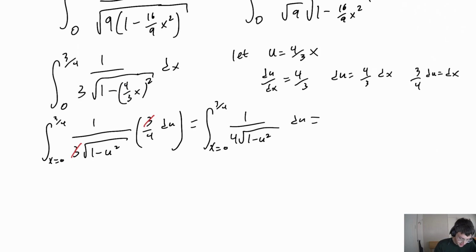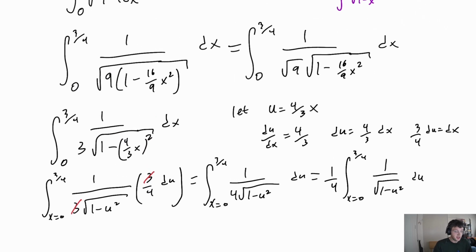And for full clarity, this is the same as 1/4 times the integral as x goes from 0 to 3/4 of 1 over root 1 minus u squared du.